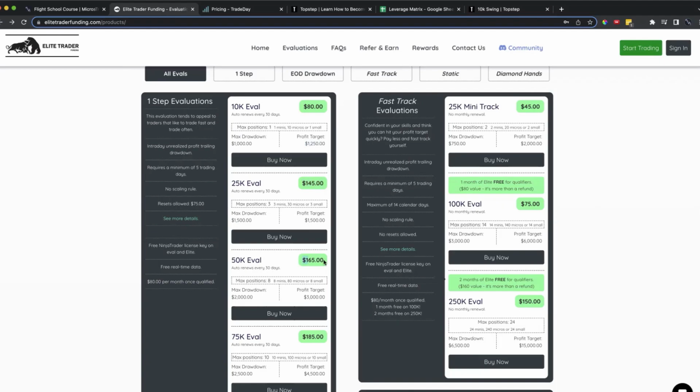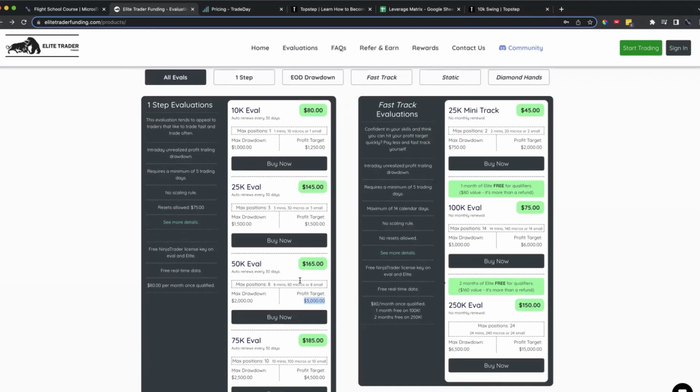Whoever owns this company is probably doing really well because most traders blow their account. Why? They give them too much leverage. Ignore these numbers. These numbers mean nothing. The only thing that matters is this number and this number. That's what you're doing because you'll never approach these.